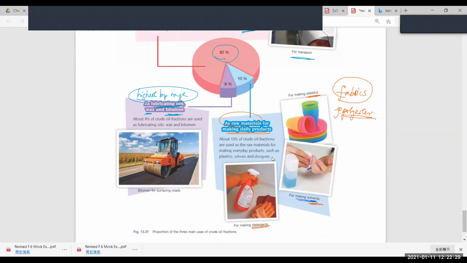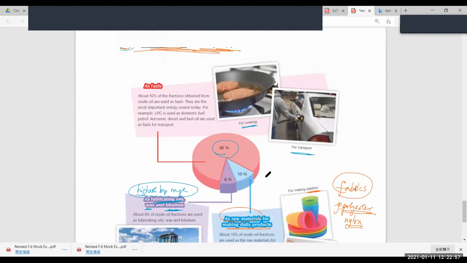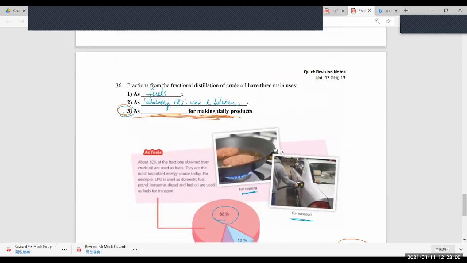Cotton, have you ever heard of that? Polyester is a fabric made up of raw materials from the fractions of the fractional distillation of crude oil. For example, nylon is also a type of fabric whose raw materials are from crude oil. So it is used as a raw material for making daily products. Can you get the point?